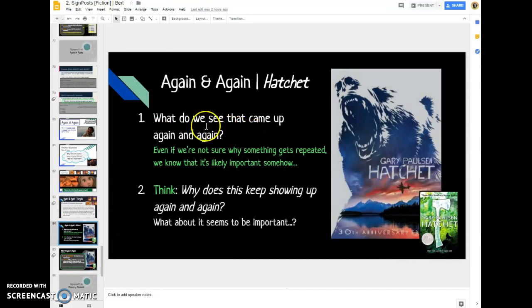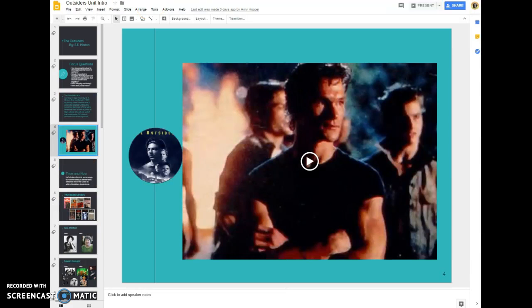What we're doing is we're trying to find out what we see that comes up again and again. Even if we're not sure why something gets repeated, we know it's likely important somehow. So we just need to think why it is, or keep reading until we get a little bit more information. We need to be thinking, why does this keep showing up again and again? Go over here to it.